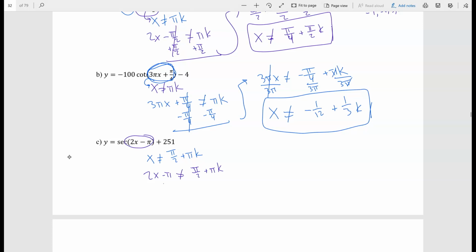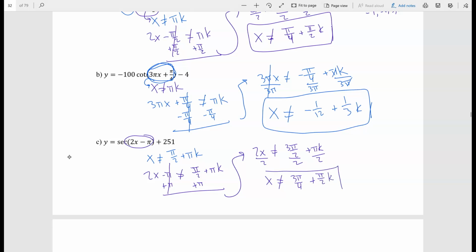All right, so now let's go ahead and solve for x. So we're going to have 2x is not equal to, okay, so I'm going to take pi over 2 and add pi. That's going to give me 3 pi over 2 plus pi k. And then finally, I just divide by 2. So I'm going to have that x is not equal to 3 pi over 4 plus pi over 2 k. Okay, and that's going to be my equation of the asymptotes.